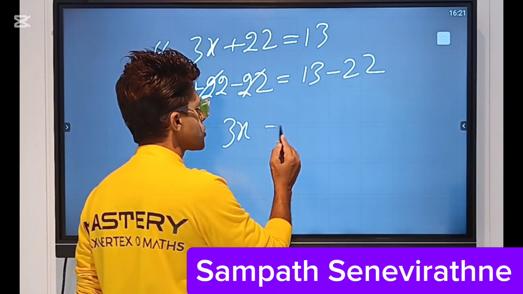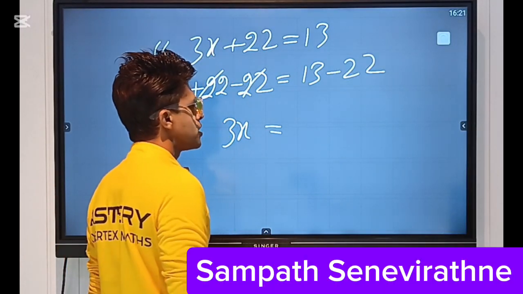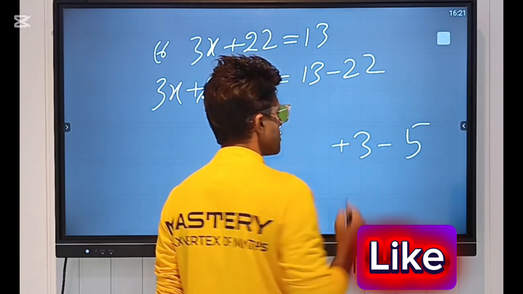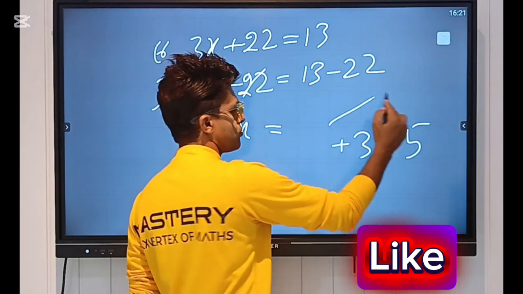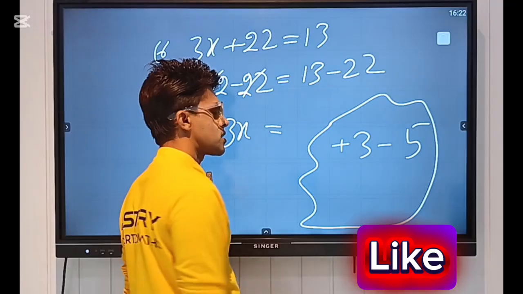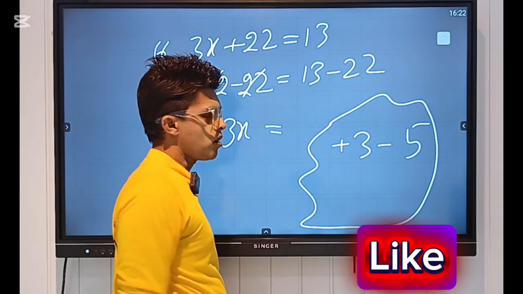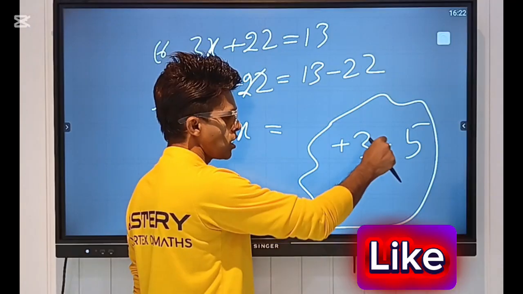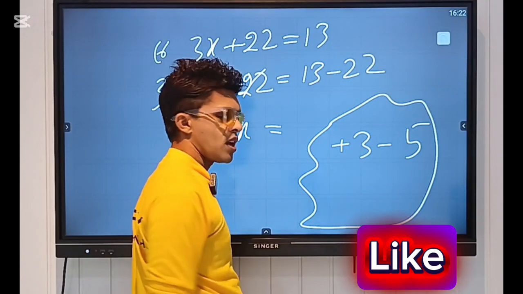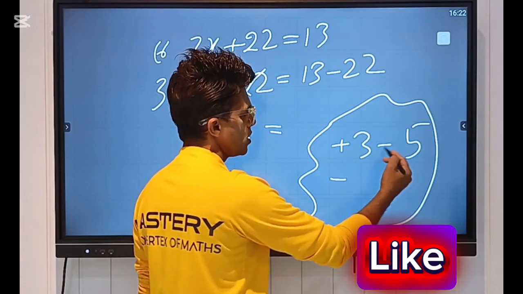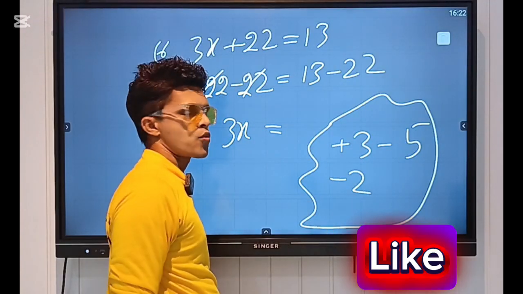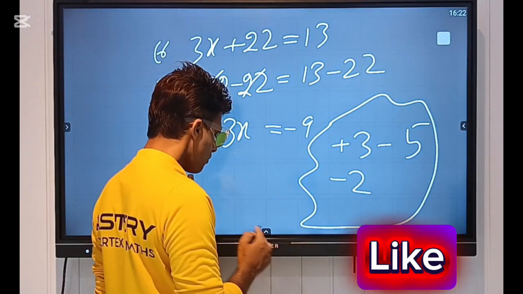So 3x = 13 − 22. This type of question, I think you have been taught. Anyway, for 13 minus 22, these two digits can be solved. Here is a positive value and here is a negative value. Then you need to think of the greater digit. If there is a positive value and a negative value, and the greater digit is negative, the answer is negative. Then 5 minus 3 is 2. Likewise, 13 minus 22 is minus 9.